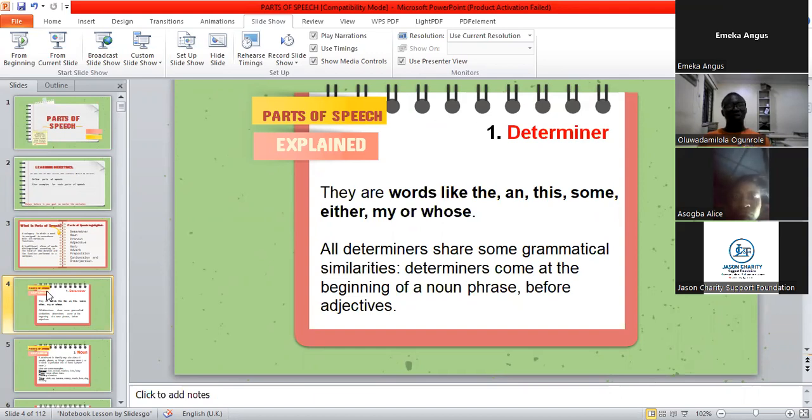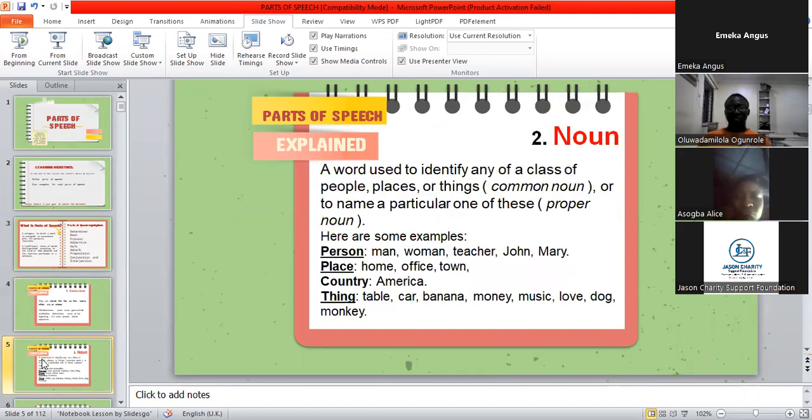So whenever you're trying to make up a sentence or you're trying to write a sentence, you realize that hardly can you write a sentence without using your determiner. Moving forward, the second one is the noun. I believe the noun is the most used part of speech in the world. I may want to say that after the preposition, which are the largest item in its collection, the noun is another thing that is almost used.